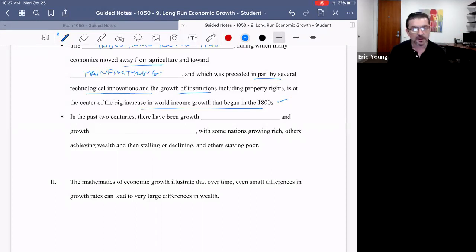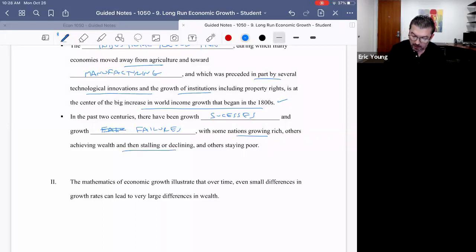Now, when we look at that, though, it hasn't been spread evenly. And in fact, in the past 2 centuries, we have seen across the globe what we call growth successes as well as growth failures. We've seen some countries growing rich. We've seen some countries growing rich and then stalling or declining.